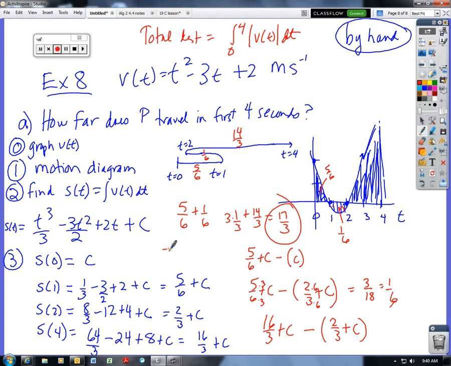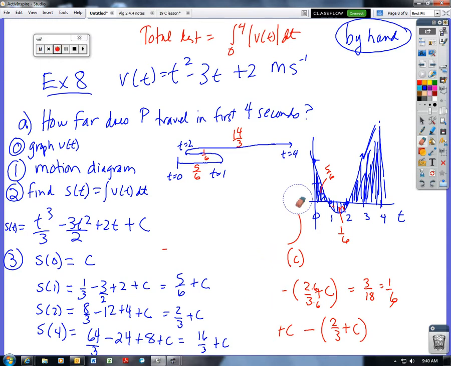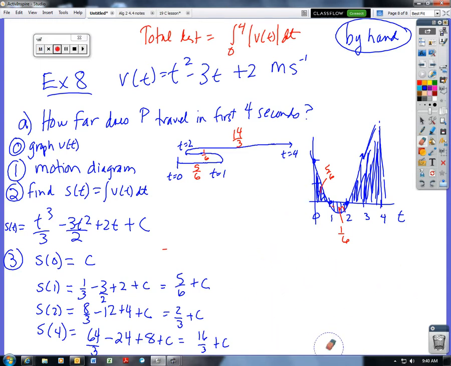Find the displacement of P after 4 seconds. So what I'm going to do is erase some of this stuff. I do want to keep my values there. This actually isn't going to be bad since I did all that math ahead of time. So the question is, find, this is part B, find the displacement after 4 seconds. So basically from t equals 0 to t equals 4.